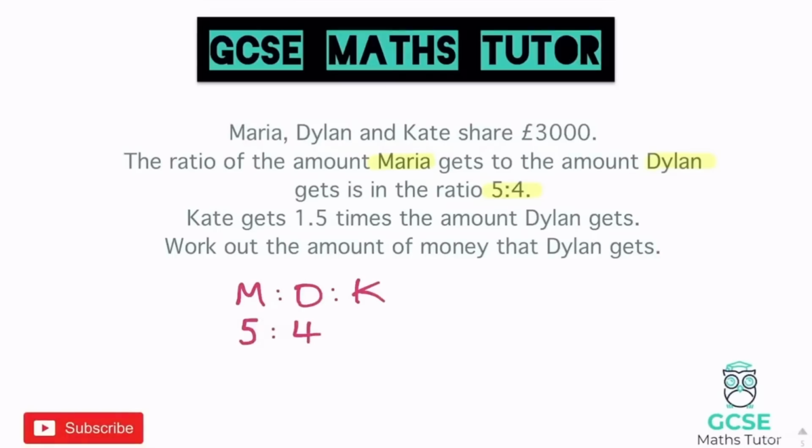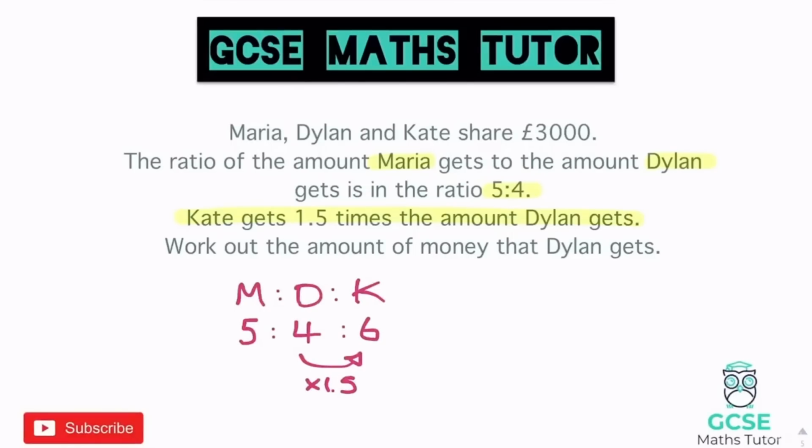But it does then say Kate gets 1.5 times the amount that Dylan gets. So Dylan gets 4 parts, so if we times that by 1.5, that actually gives us a value of 6. So Kate is getting 6 parts. Remembering multiplying by 1.5, if you don't have a calculator, just adds an extra half on. Half of 4 is 2, add it on gives us 6.